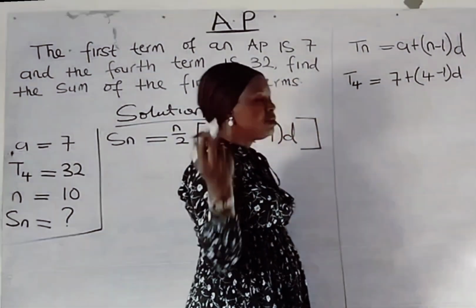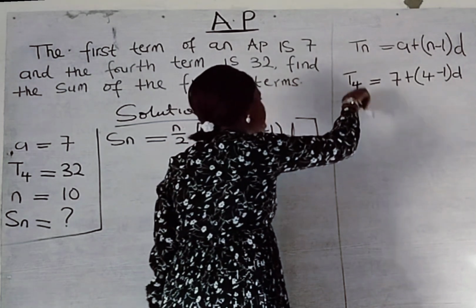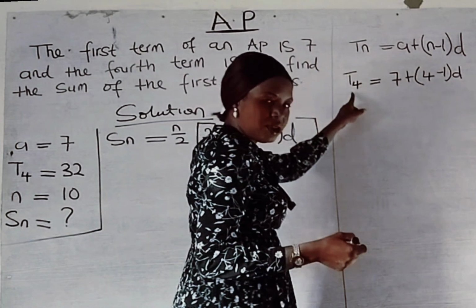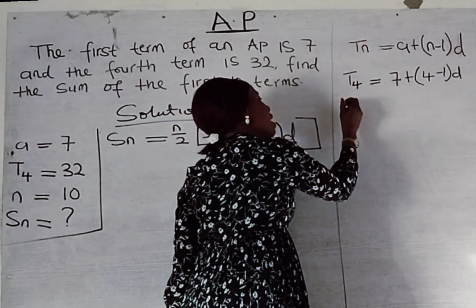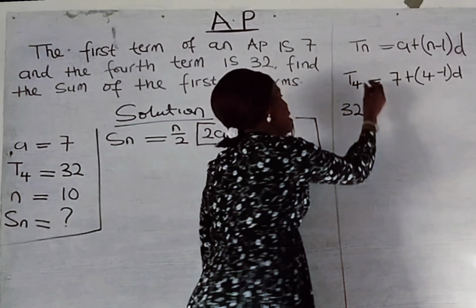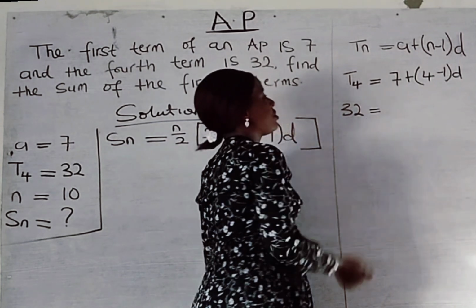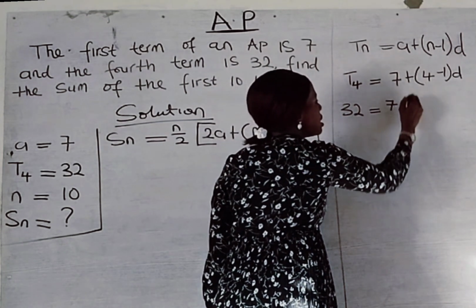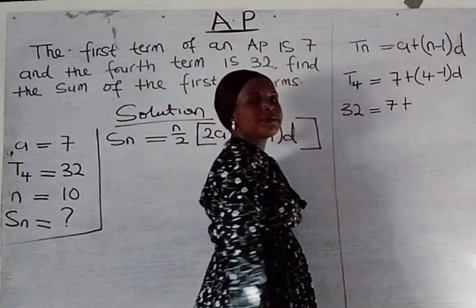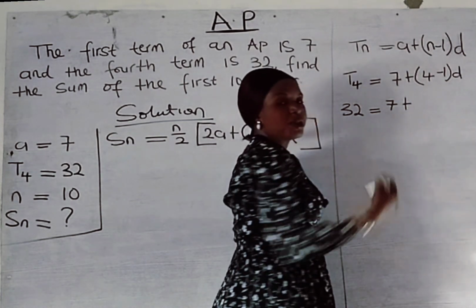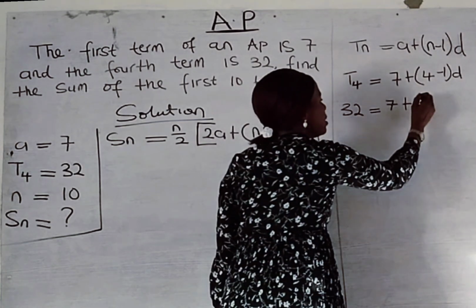If I continue, I'll write T4. They gave us the value of T4 as 32. So I'll substitute 32 here now. And say 32 is equal to 7 plus 4 minus 1 gives us what? 3. This is in brackets.